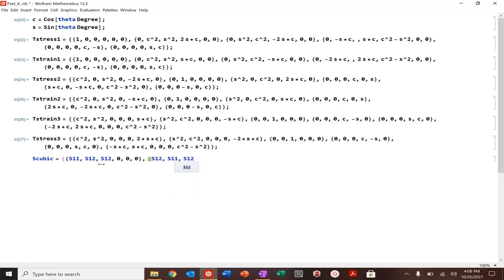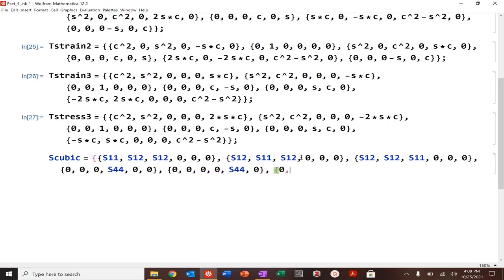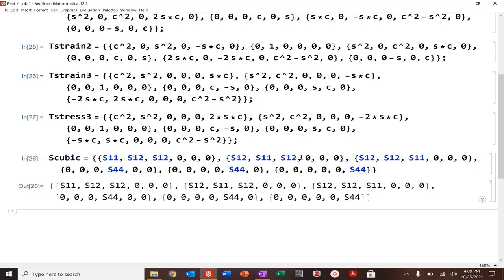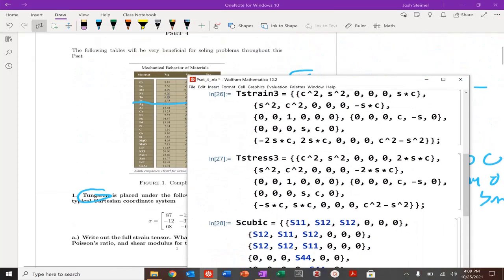S11, S12. Actually, let me zoom in here a little bit for the audience. 0, 0, 0, and S12, S12, S11, and then S44, and then S44, because we need a 6x6 matrix. And then we are done. S cubic. So I can now plug in, I know those values for tungsten.